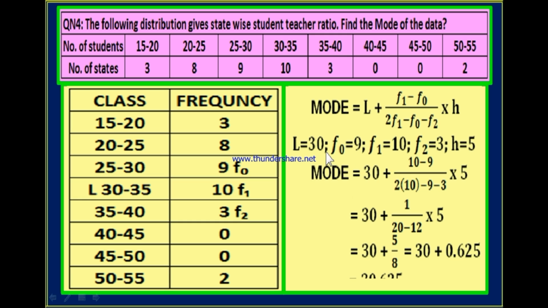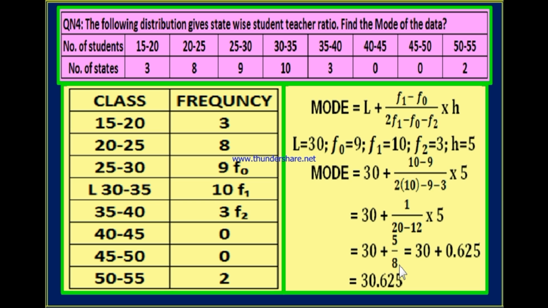So you substitute these values in the formula for mode. Mode is equal to L value 30 plus F1 minus F0, that is 10 minus 9, divided by 2F1, that is 2 into 10, minus F0, 9, minus F2, 3, into H is 5. 30 plus 10 minus 9 is 1 divided by 2 tens 20 minus 3 minus 9 is 12, into 5. This is 30 plus 1 into 5 is 5 divided by 20 minus 12 is 8.